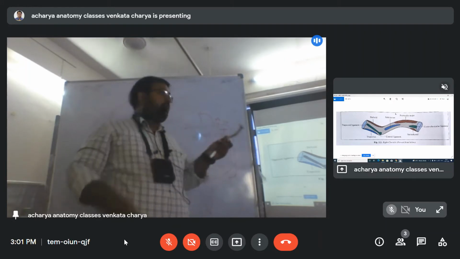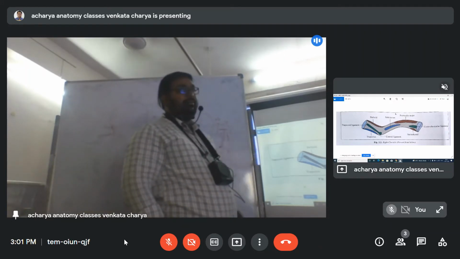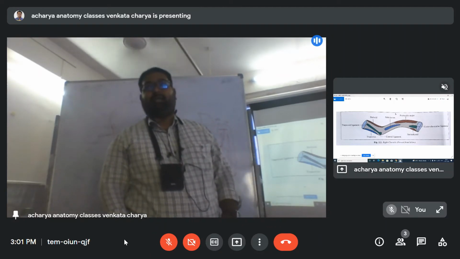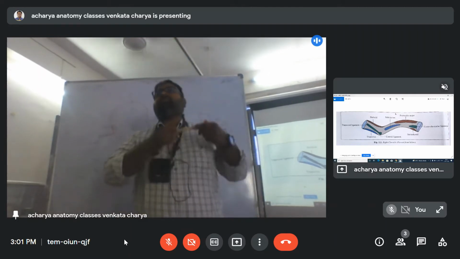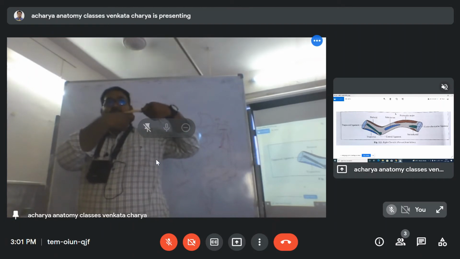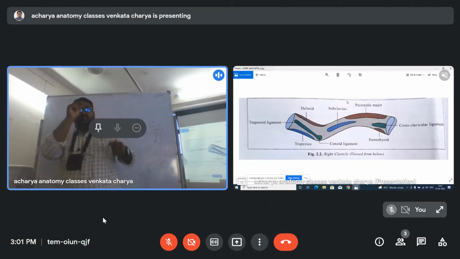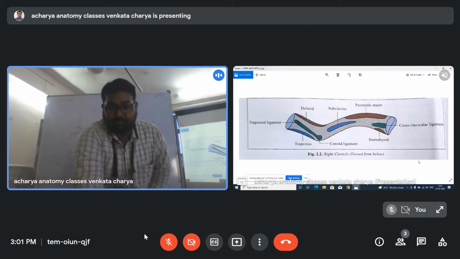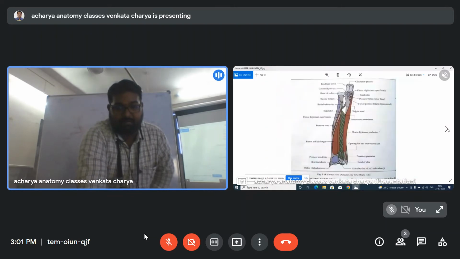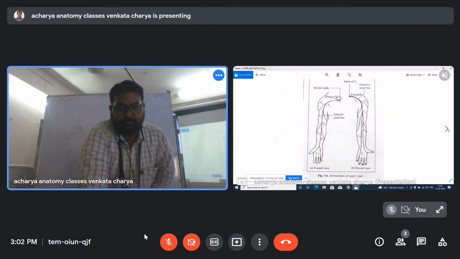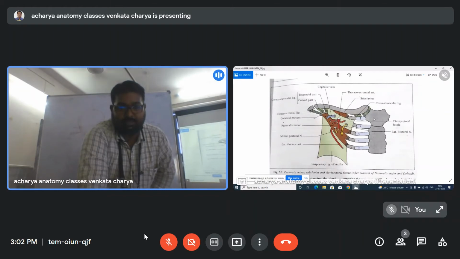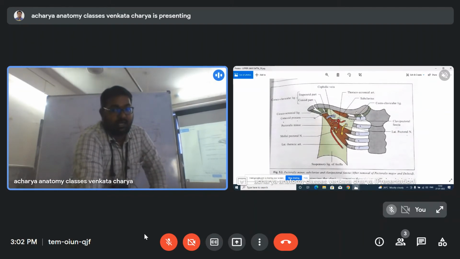Next, come to the inferior surface. On the inferior surface there is the presence of one ligament called the costoclavicular ligament. Costoclavicular means the first rib. See, here is the first rib, and above the first rib there is the clavicle. Between the first rib and clavicle there is one ligament called the costoclavicular ligament. Observe this picture. This one is the costoclavicular ligament.